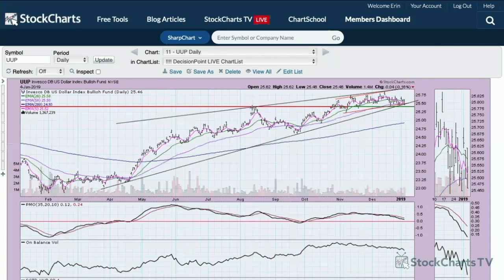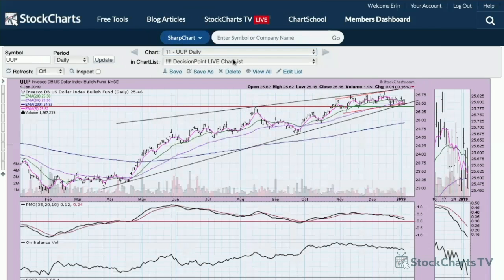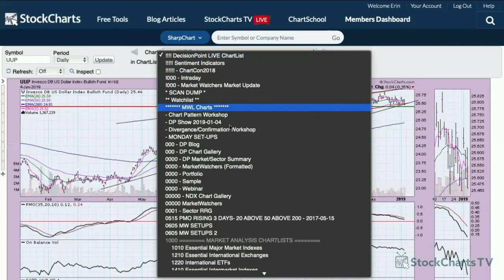If we break down below that, of course, that would also get us down past these lows that we've had at the end of December. And that certainly, I think, would be a bellwether to tell us that the dollar's finally going to dive a little bit, because we don't even have a PMO in negative territory yet. Okay, let's go back and look at the next.